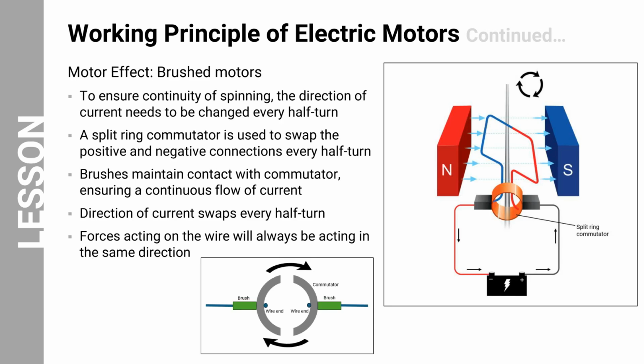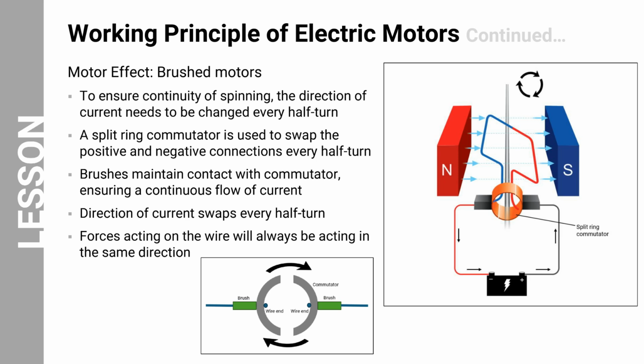As soon as the wire finishes a half turn, the force on the left side acts towards the bottom and the force on the right side acts towards the top, which makes the wire spin back to its original position. This makes the wire unable to complete one full turn. To ensure the continuous spinning of the wire in an electric motor, the direction of the current needs to be changed every half turn. This is achieved using a split ring commutator, which swaps the positive and negative connections every half turn. Brushes maintain contact with the commutator, ensuring a continuous flow of current to the wire.